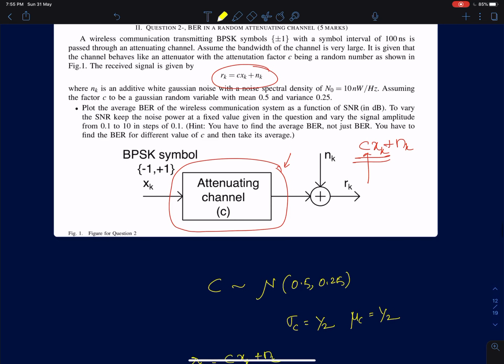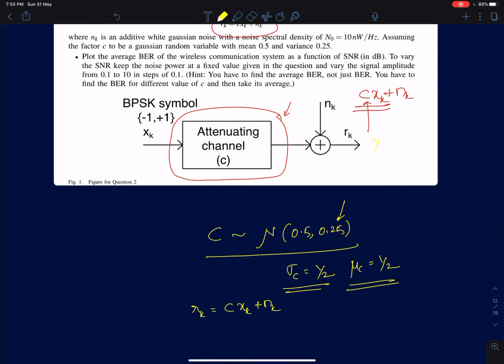In the question we have given the statistics of C. It's a normal Gaussian distribution with mean of half and variance of 0.25, so sigma c is half and mu c is half. This is what is given to you in the question. You are now supposed to find the probability of error, the bit error rate, in a scenario like this. This is a very, very interesting problem. That's why I gave two flavors of attenuating channels, so I wanted to explain everything that we can in these two questions.